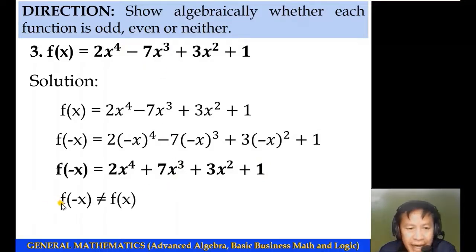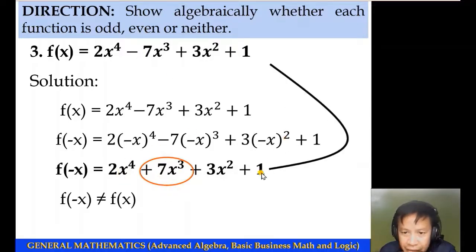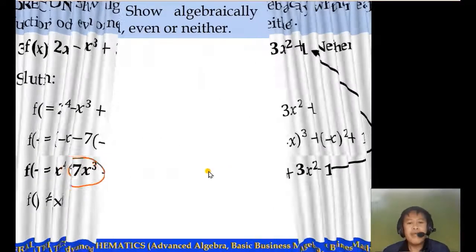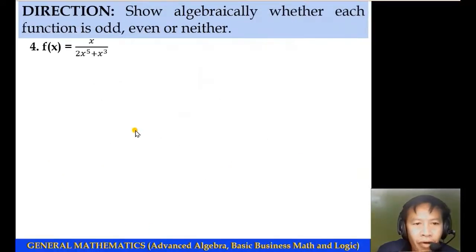And we can say that f of negative x is not equal to f of x because of this particular term, and that is different from that. Take a look at these two functions. They are different from each other. We can say that this is neither odd nor even. Now we will proceed with number 4.